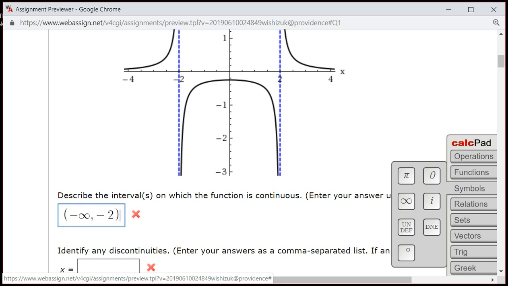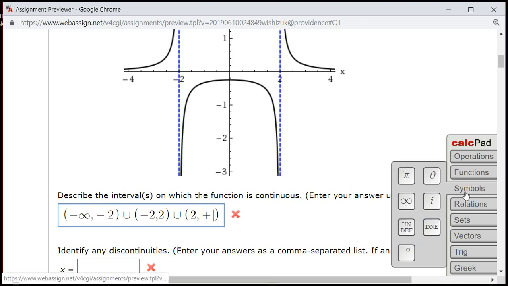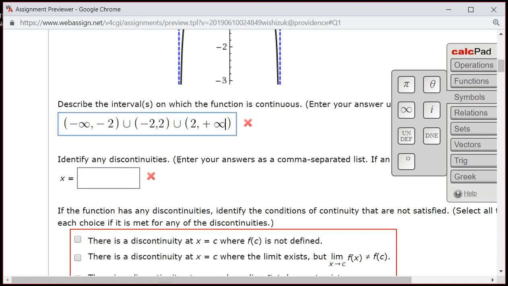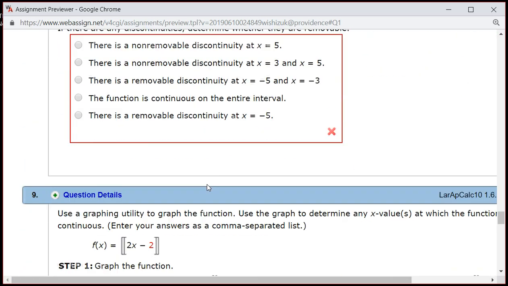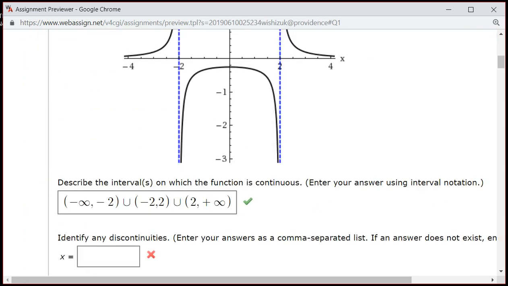Then skip -2. We're going to use a union to combine intervals, and go from -2 to +2, and then skip +2, and then go all the way to positive infinity. All right, so we have that. Let's go ahead and check the answer first. Looks like we got the first part correctly.